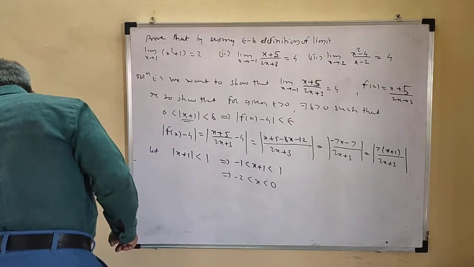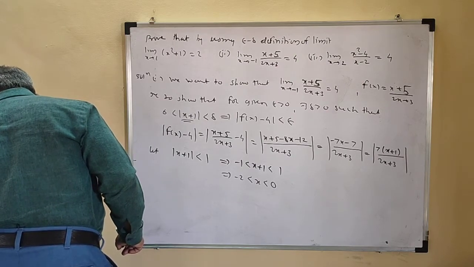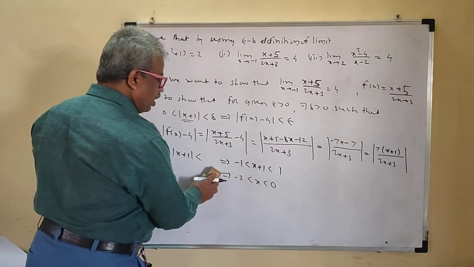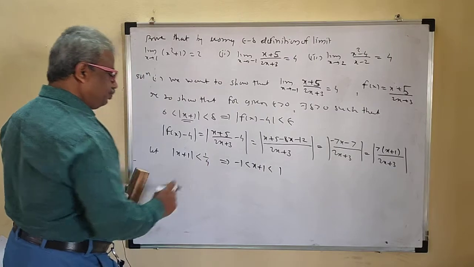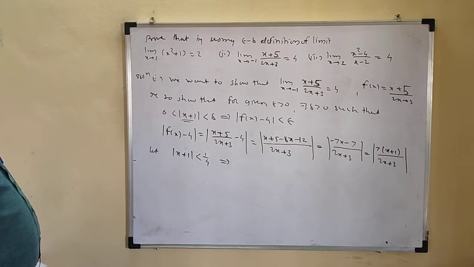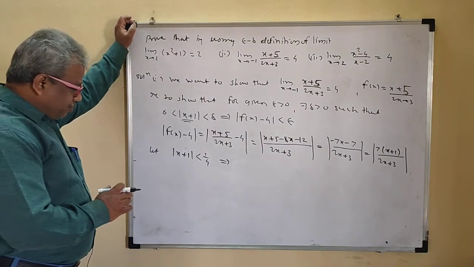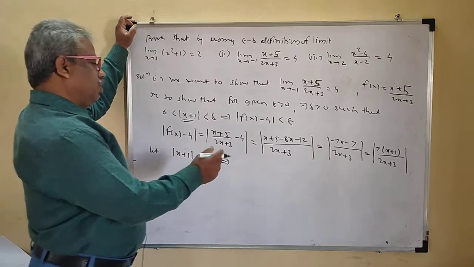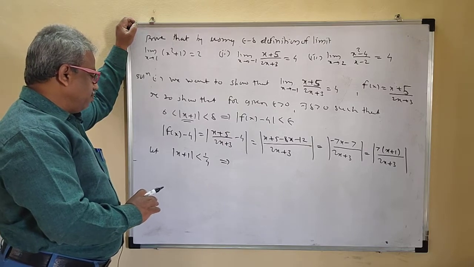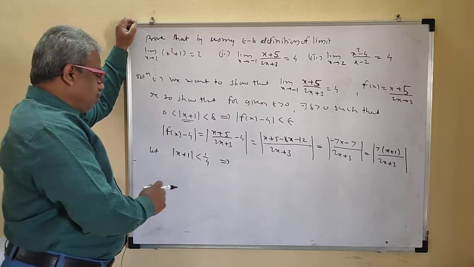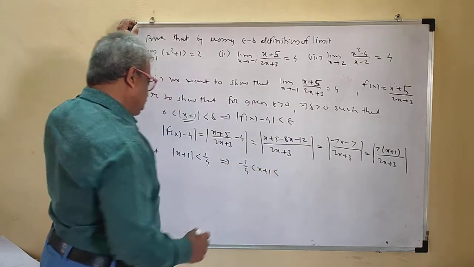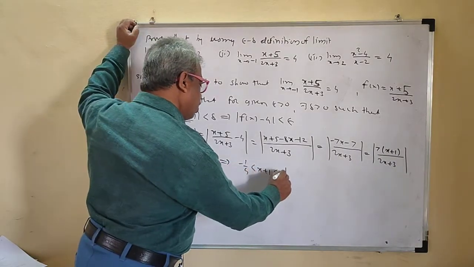So instead of that I will take 1 by 4, because I got the negative number here. I don't want that negative number; I want that number as a positive. So I will take 1 by 4. It doesn't matter. So what do we get then? Minus 1 by 4 less than x plus 1 less than 1 by 4.